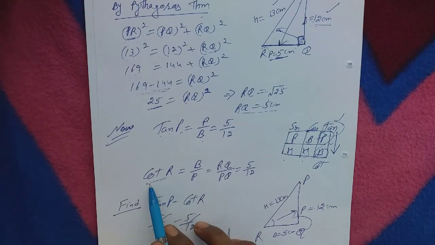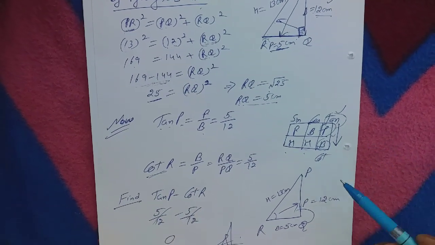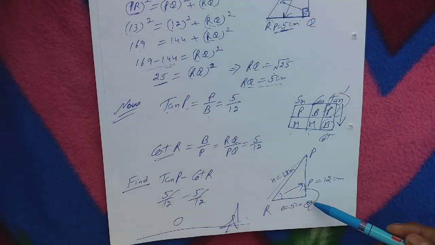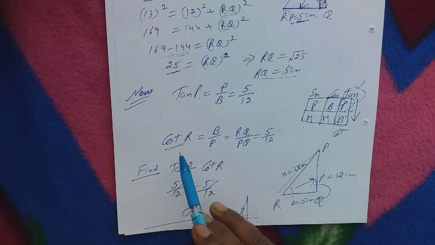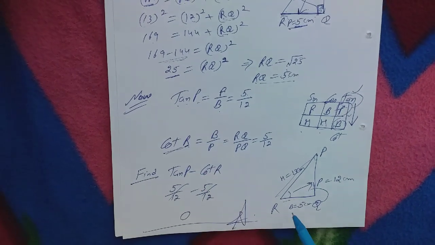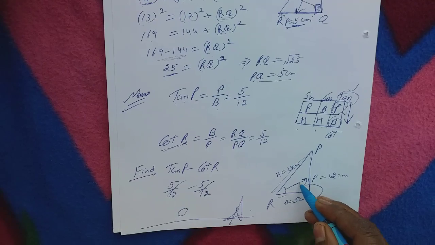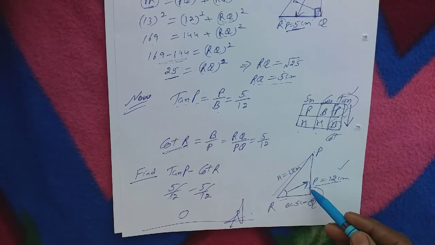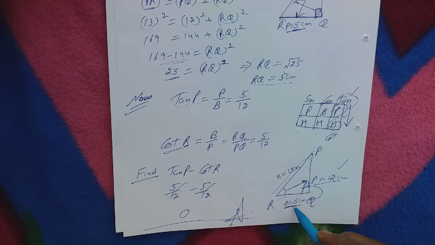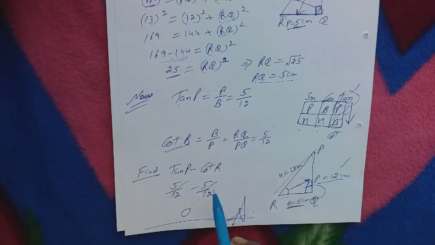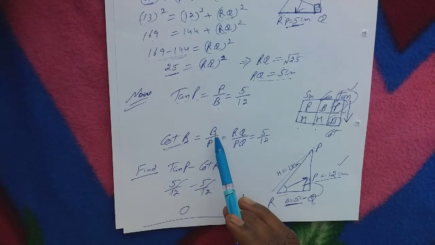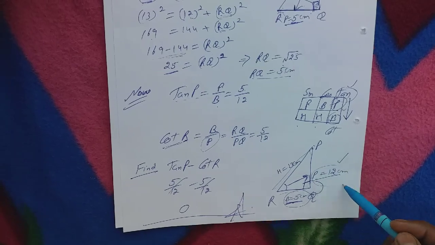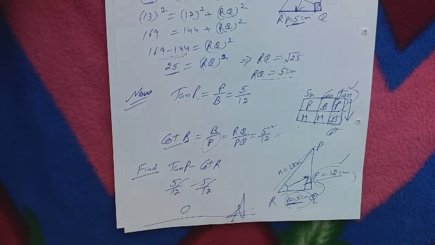Next, cot R. Again the angle is changed. Here is R. So we will draw triangle PQR again. The upper angle was R, so its opposite side is PQ. That will now be perpendicular, and its adjacent side will be base, 5 centimeter. So we will put B by P. B is 5 and P, perpendicular, is 12. So 5 by 12 is cot R.